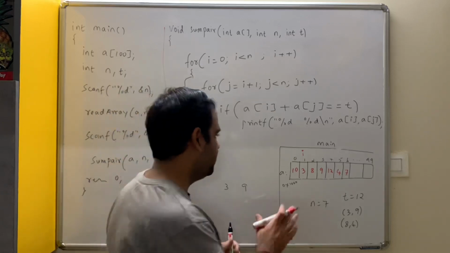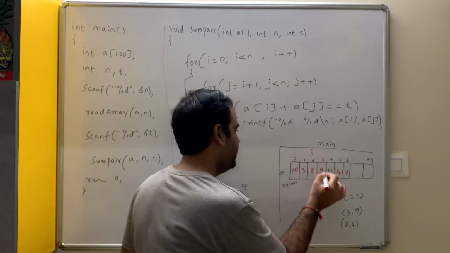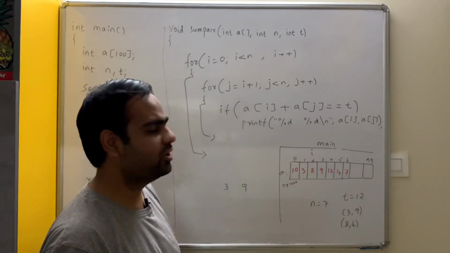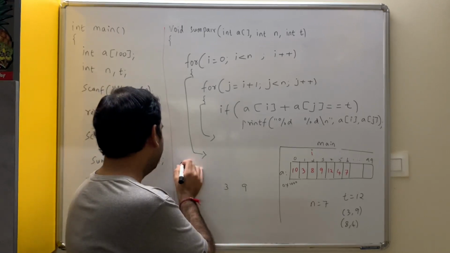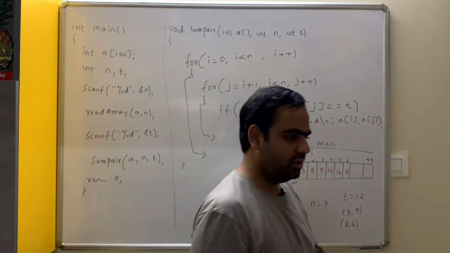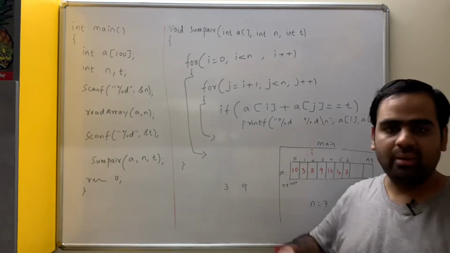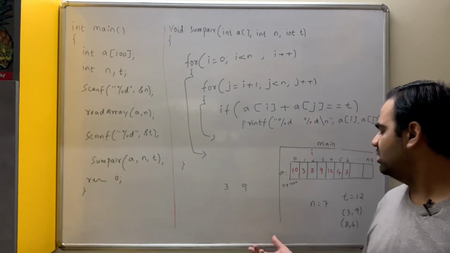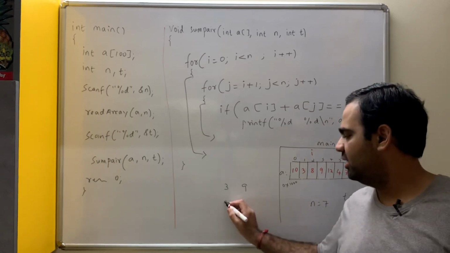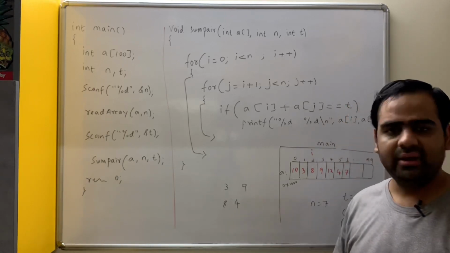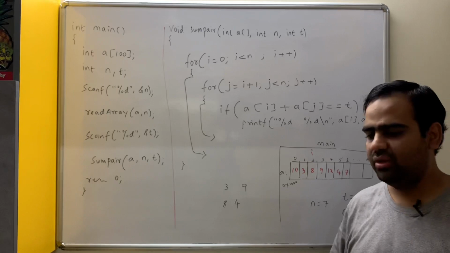Again you say i plus plus, the value of i becomes 8. Then you find all the pairs with respect to 8 and so on. You trace yourself, you will get to know, and we come out of the loop. Closing bracket of the function is taken as return. You come back to main, you see that all the pairs, that is 3, 9, and similarly it will display 8 and 4 whose sum is equal to t.